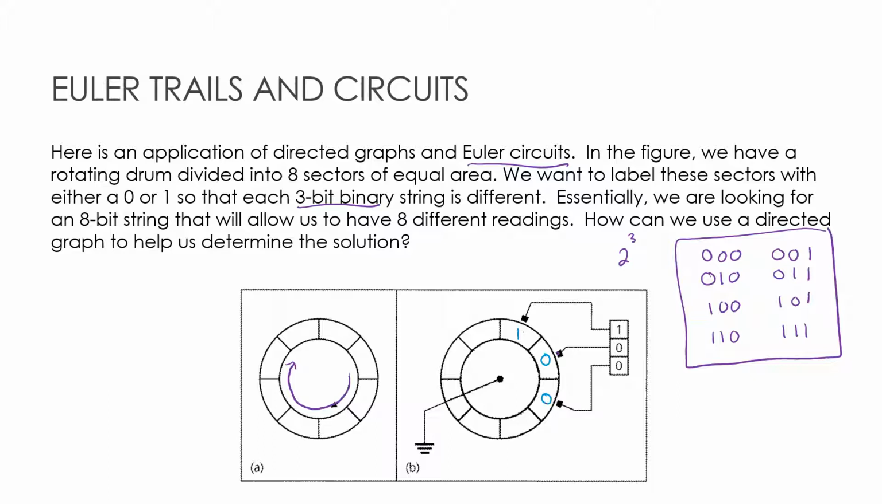So I have a choice. I can just guess and check, start filling in numbers, see what happens, or, because we're talking about Euler trails and circuits, I can use a more scientific way and create a directed graph to help me determine this solution.